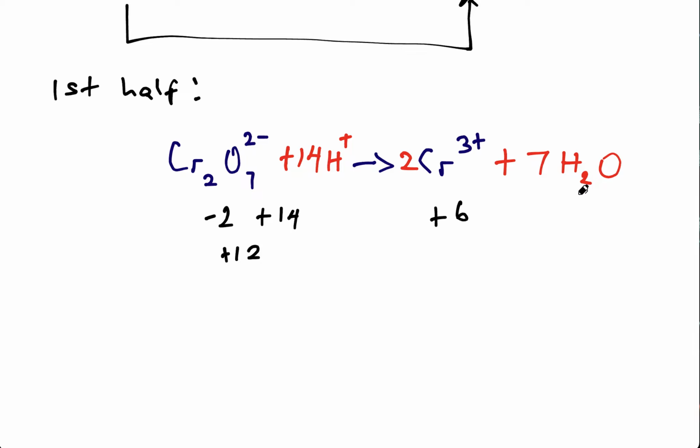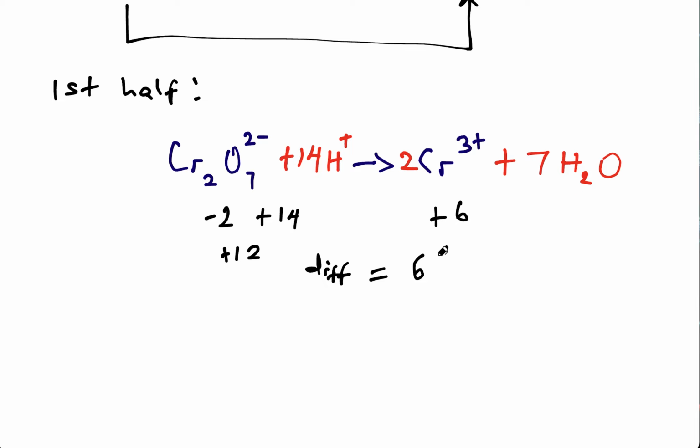This one has no charge because there's no charge there. So you have plus 6. So what do you notice now is that there is a difference. We have plus 12 here, we have plus 6 here, which implies that the difference equals what? Equals 6. You have to add 6 electrons to one side of this equation, either the left or the right.